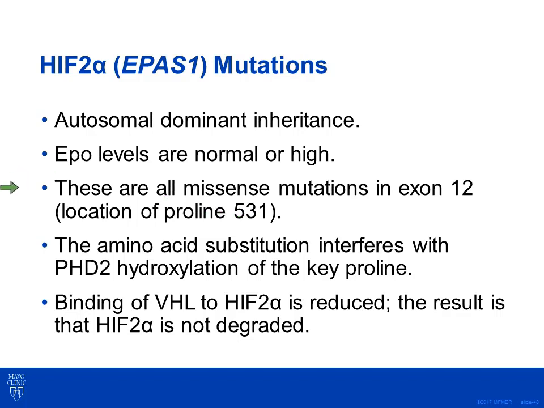Very recently, some groups have been starting to report mutations in exon 9, which is where the proline 405 is located. When we get an amino acid substitution, it acts to interfere with PHD2's ability to hydroxylate the proline 531. The end result being that the VHL does not successfully bind to the HIF2 alpha, and the HIF2 alpha then is not degraded.